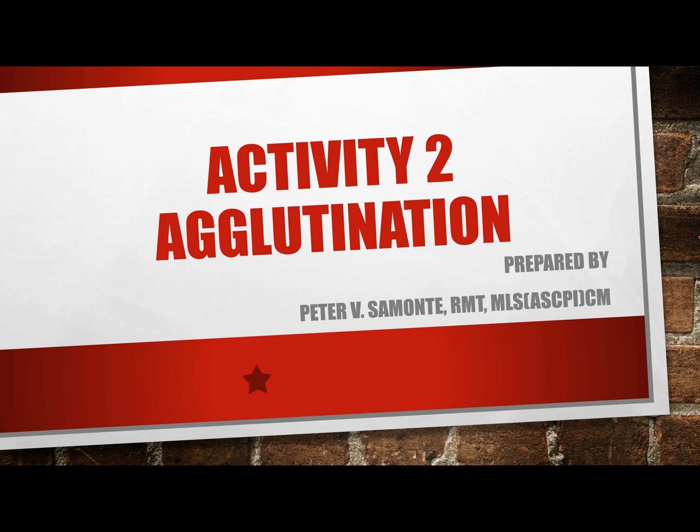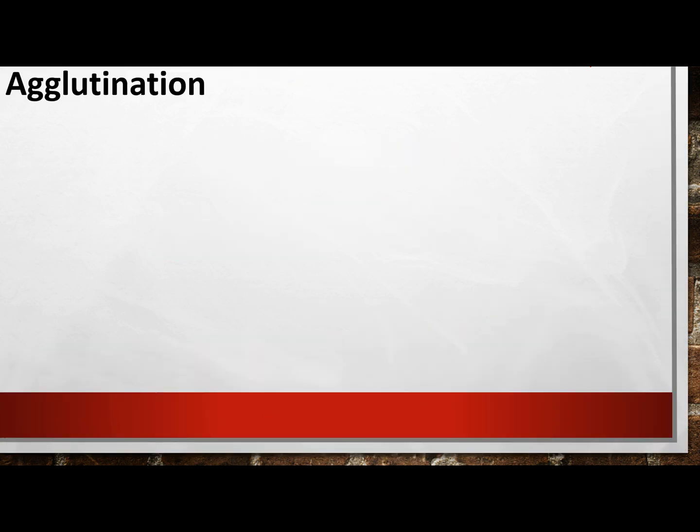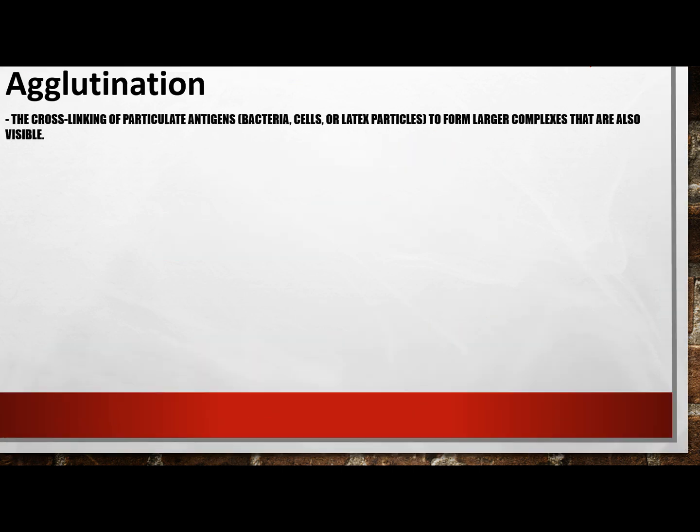So, for our meeting, we will discuss your activity 2 in your immunosero laboratory, which will deal with agglutination. In most of your tests in immunosero laboratory and even immunohematology, the tests are based on this principle, agglutination, which you will learn about in this discussion. Now, agglutination, class, refers to the cross-linking of a particular antigen to form larger complexes that are also visible.